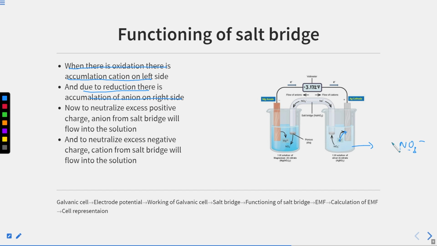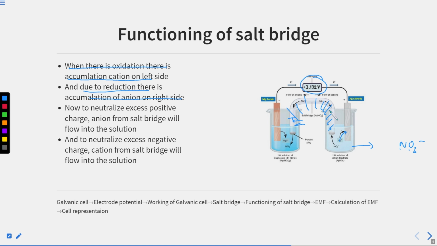So what does it result in? We have a positive charge accumulation here and a negative accumulation here. If we do not put this salt bridge, we'll see a small deflection in that circuit for a while. Suppose this salt bridge is not present, so we do not have any salt bridge. Charge has accumulated, and now what will happen? We will see a small deflection in the voltmeter, and the current will stop.